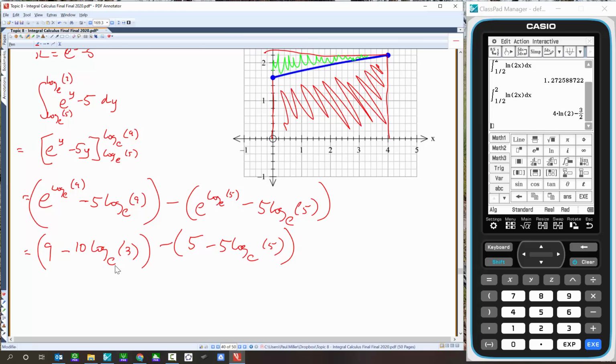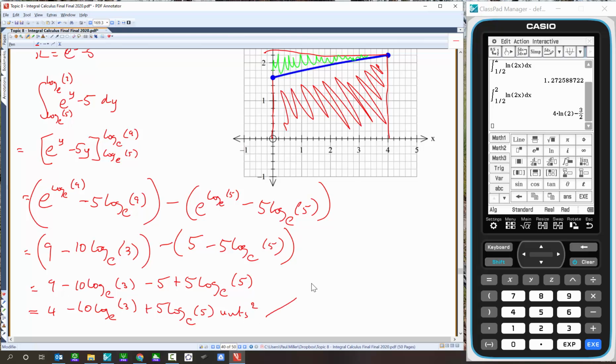Okay, now let's rewrite it by getting rid of the negatives. So I'm going to go 9, take 10 log e 3, take away 5 plus 5 log e 5. Now that's 9 take 5, that's 4, take 10 log e 3 plus 5 log e 5. Let's see if I did that right. 4. Yep, looks good. Okay, so what does that represent? So that's a measurement, that's units squared.